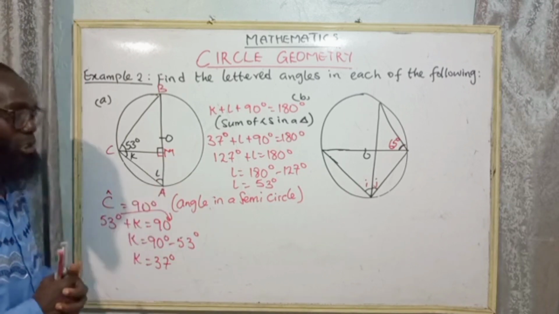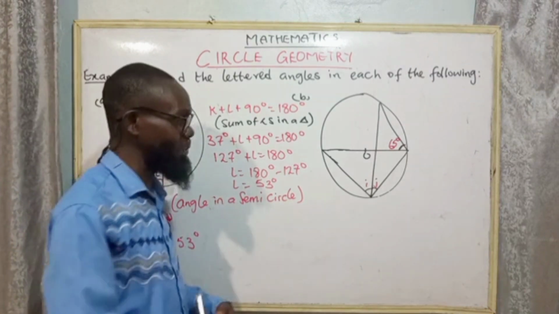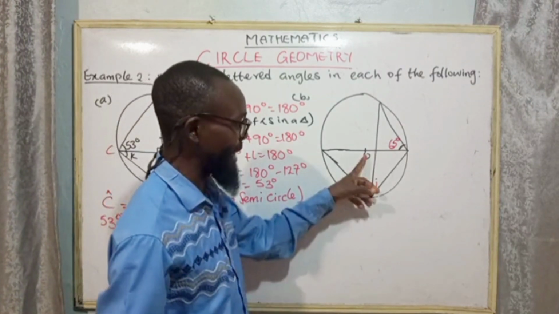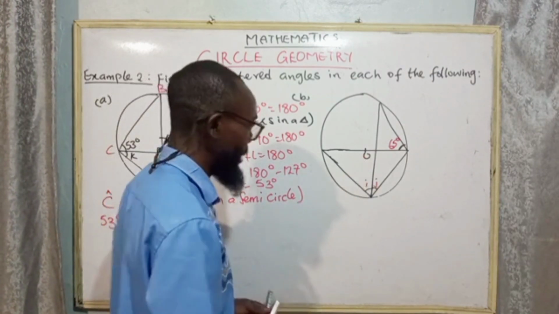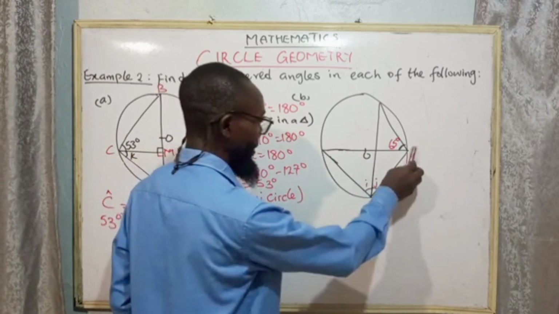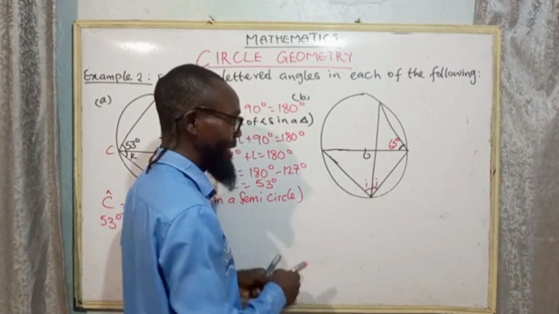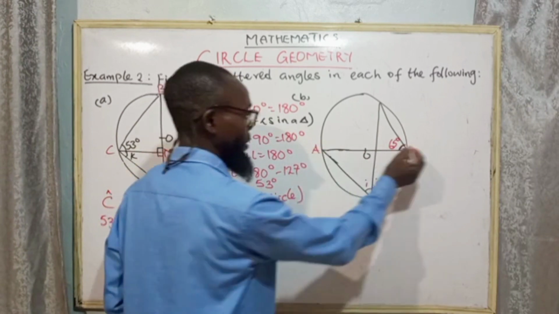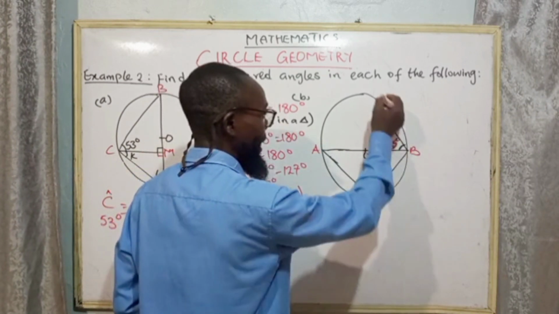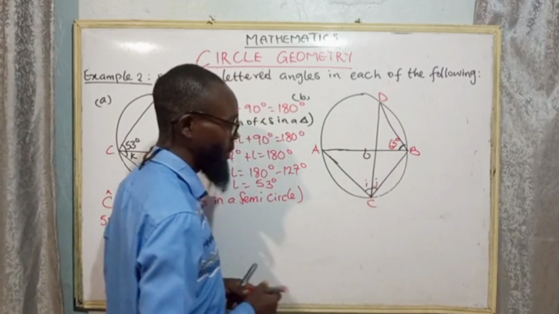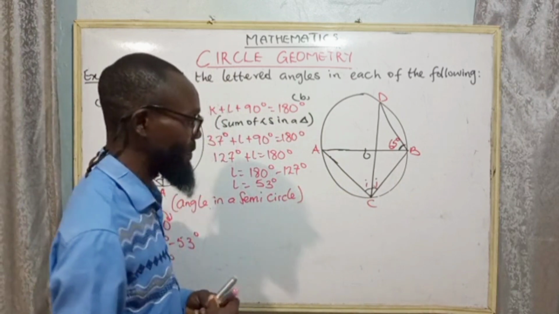Now let's move on to question B. In question B, we are given a diameter as well, with center O. So the angles formed by this diameter here are I and J. Let's label this as well, A, B, C, and D. So I want to find the value of I and J.